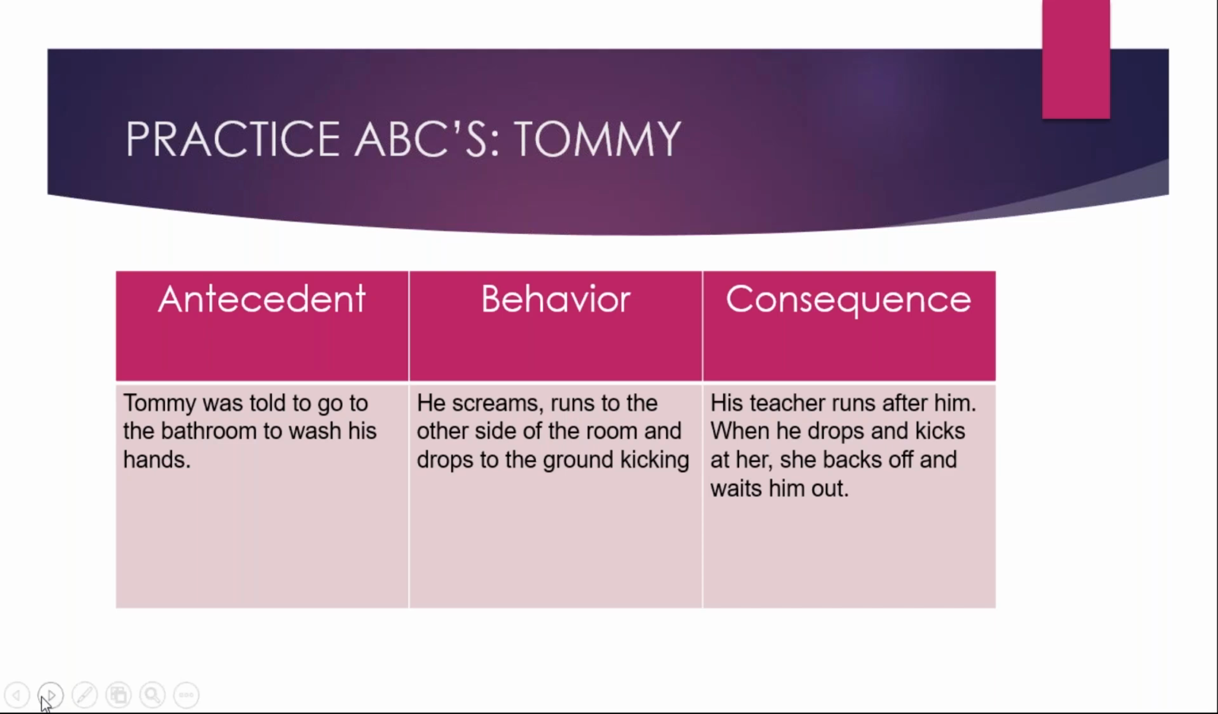And then the consequence: what happened as a result of Tommy doing this? The consequence in this scenario would be his teacher runs after him. When he drops and kicks at her, she backs off and waits him out. That would be the consequence, anything that happens afterwards. So this is how we develop our ABCs of behaviors.